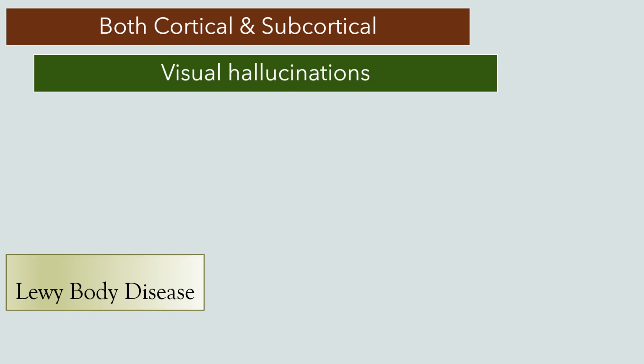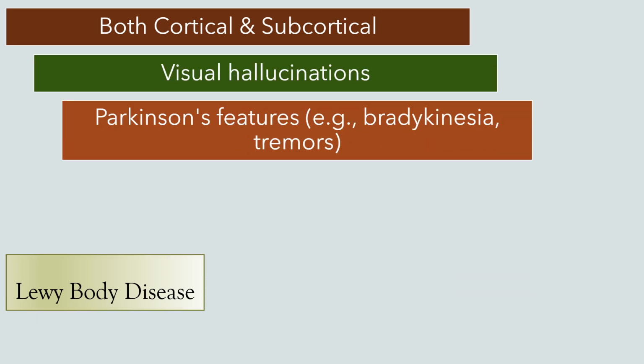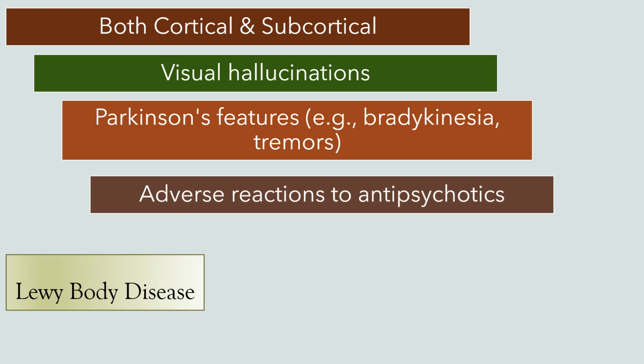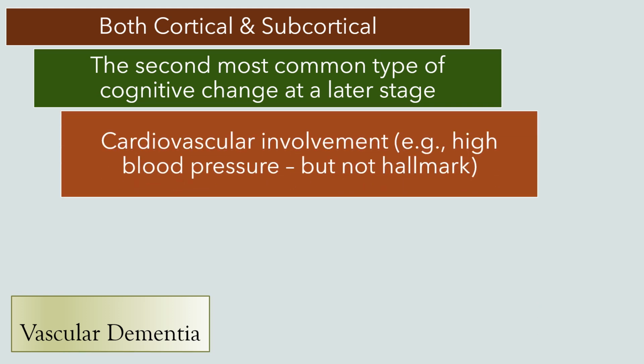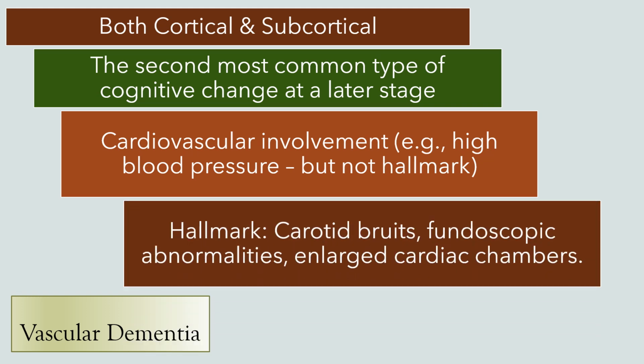Lewy body disease, both cortical and subcortical, visual hallucinations. Parkinson's features like bradykinesia and tremors, adverse reactions to antipsychotics. Vascular dementia, both cortical and subcortical, the second most common type of cognitive change at a later stage. Cardiovascular involvement, high blood pressure, but that's not its hallmark. The hallmark is carotid bruits, fundoscopic abnormalities, and enlarged cardiac chambers.